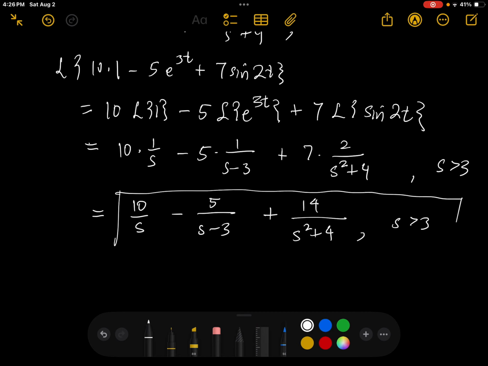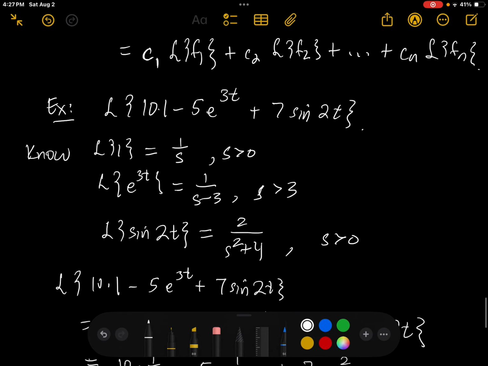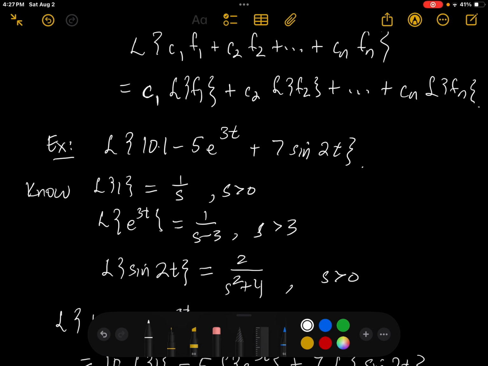So you have to say what the Laplace transform is as well as the domain. Because it's only when s is bigger than 3 that this is the Laplace transform, and it's undefined if s is less than or equal to 3. Because one of the Laplace transforms doesn't exist, right? If s is less than or equal to 3, then the middle thing doesn't hold. The middle one is only when s is bigger than 3. Okay.